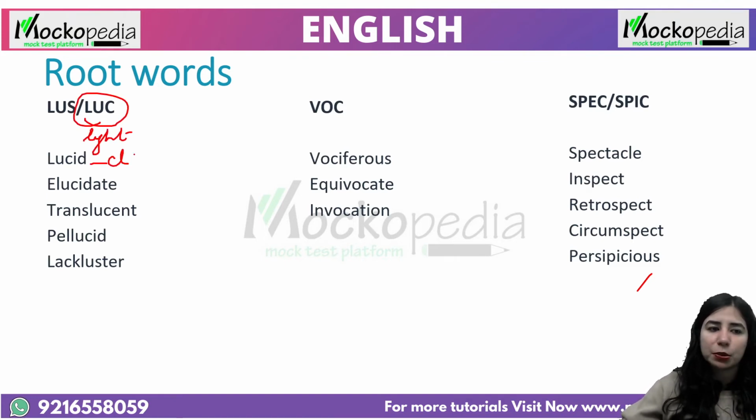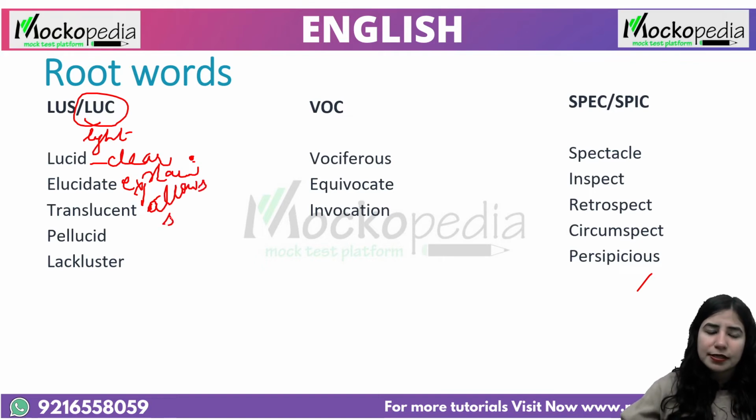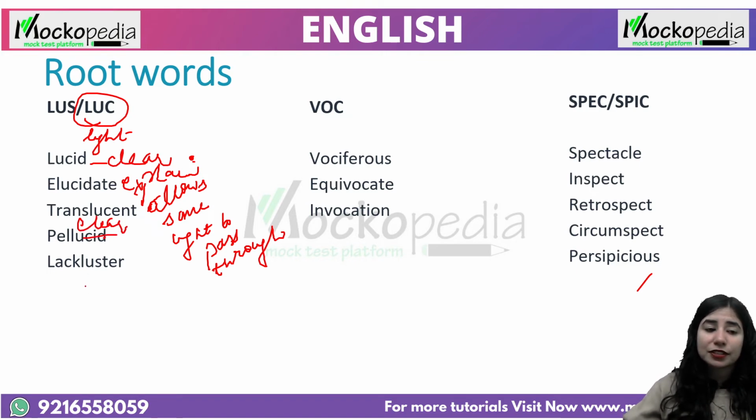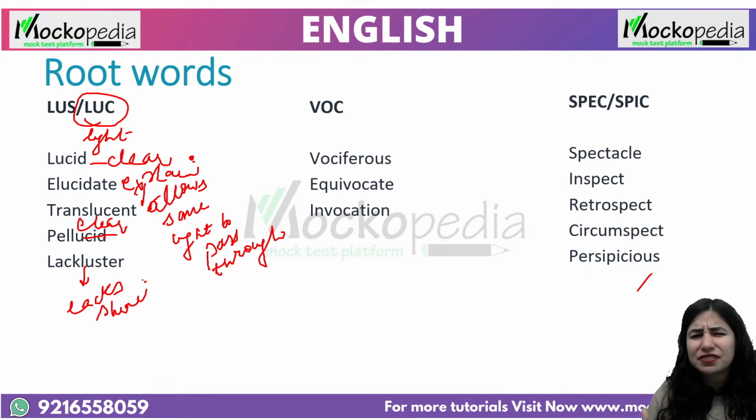Okay, lucid is something which is clear. Elucidate, explain, right? Translucent, that means you can allow some light, not all, to pass through. Pellucid is again something which is clear. Lackluster lacks luster, which lacks shine or brightness. Okay, simple, isn't it? Lustrous, shining.